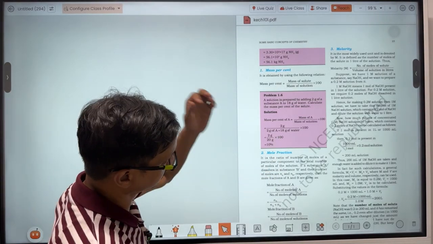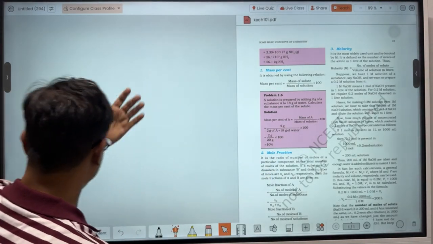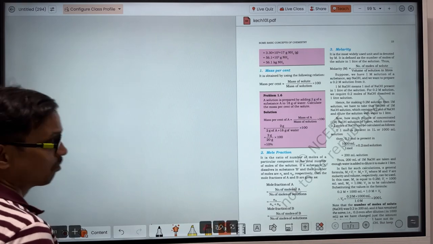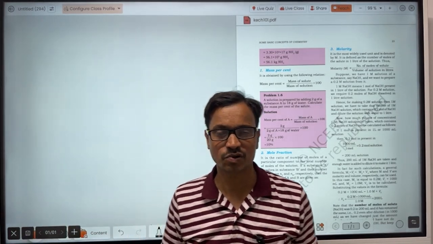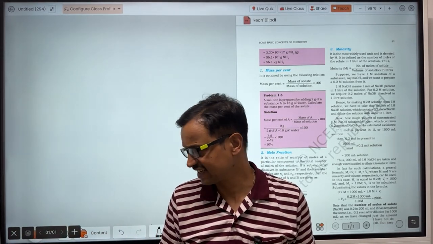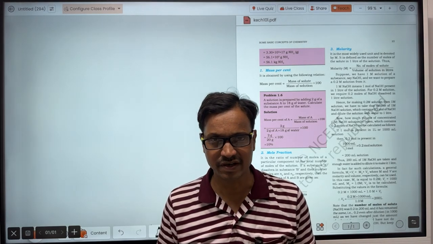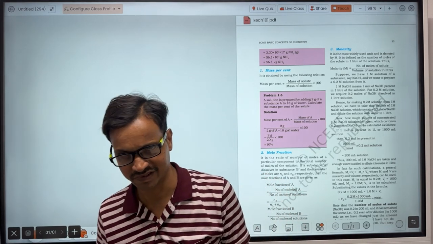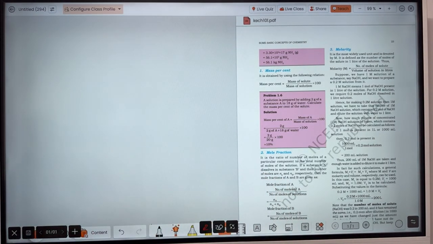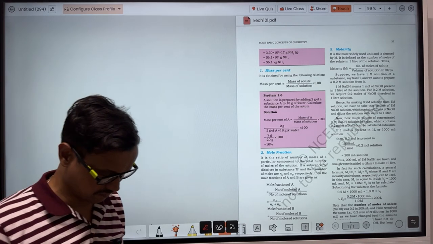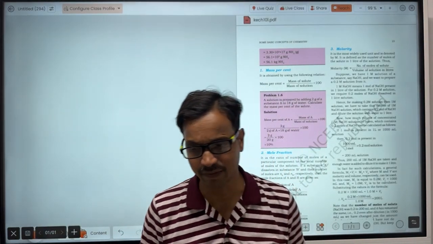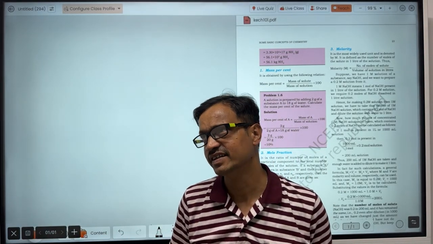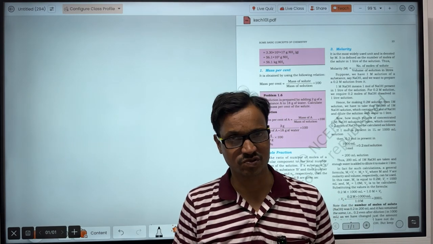Now let's watch out for the next term, that is mole fraction. Fraction means out of 1, and mole fraction means when the total number of moles of the solution is 1, then what will be the number of moles of that component?